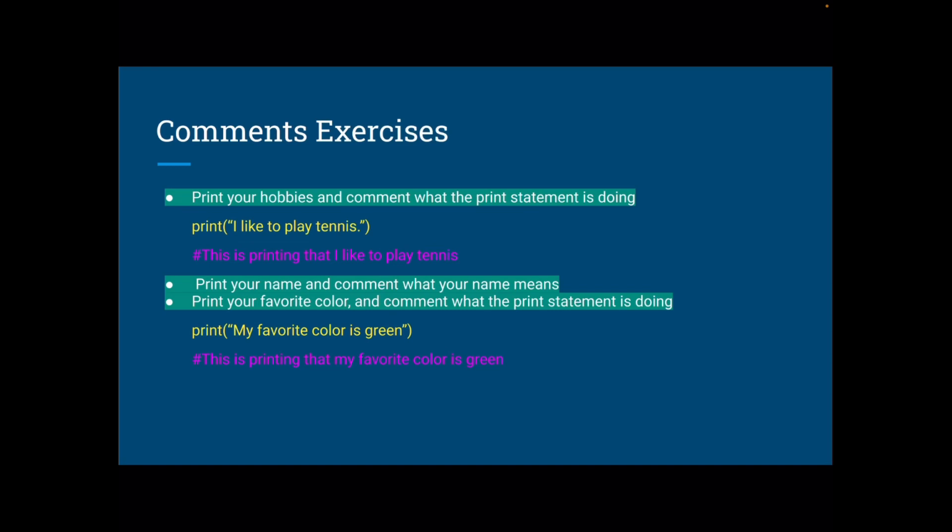So if you want to add a comment, for example, if you say print, I like to play tennis, you would add a hash sign, and then you would say this is printing that I like to play tennis, or whatever you're talking about. Another example is if you're saying print my favorite color is green, below that or above or to the side even, wherever you want, you could add a comment saying, this is printing that my favorite color is green. Usually comments are supposed to be relevant to the code that's going on, so it's more organized and readable.